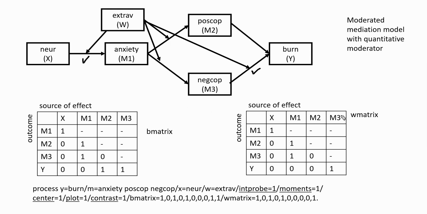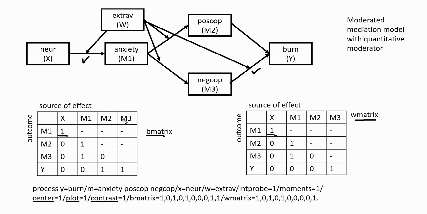So we'll end up changing our W matrix just a bit in this particular case, because now we're going to say that the effect of X on M1, so neuroticism on anxiety, remember there's an effect laid out in the B matrix right here, but now it's going to be moderated, so we're going to use a value of 1 right there.